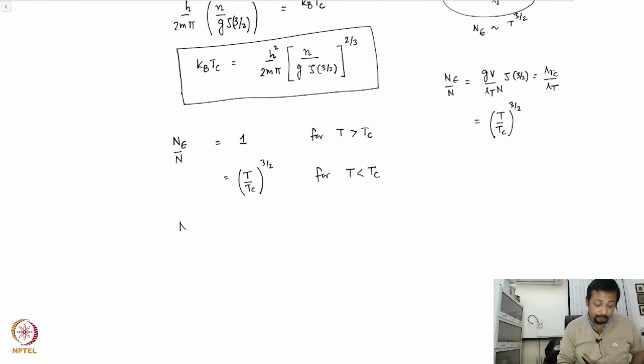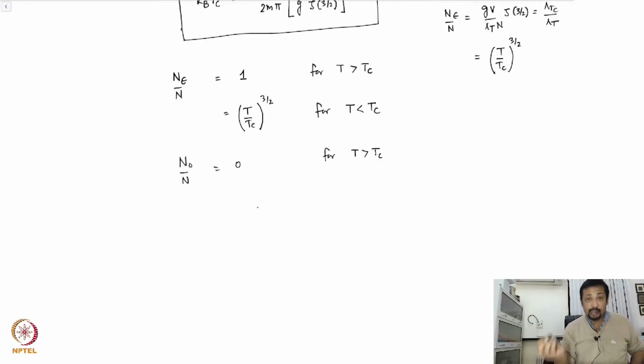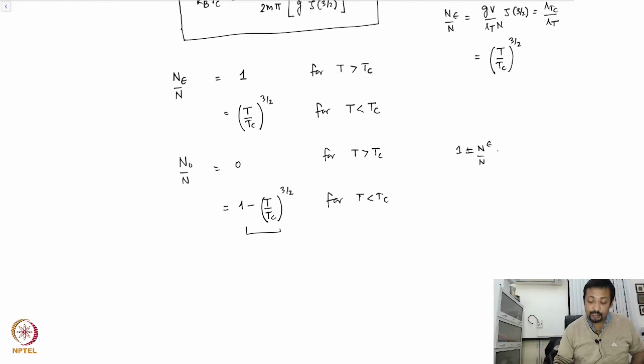Now, the number of particles in the ground state is 0 for T greater than Tc. However, as you cross the critical temperature, then this becomes 1 minus T over Tc raised to the power 3 by 2. And this expression follows from the fact that 1 is equal to n epsilon over n plus n0 over n, so that n0 over n is 1 minus n epsilon over n.